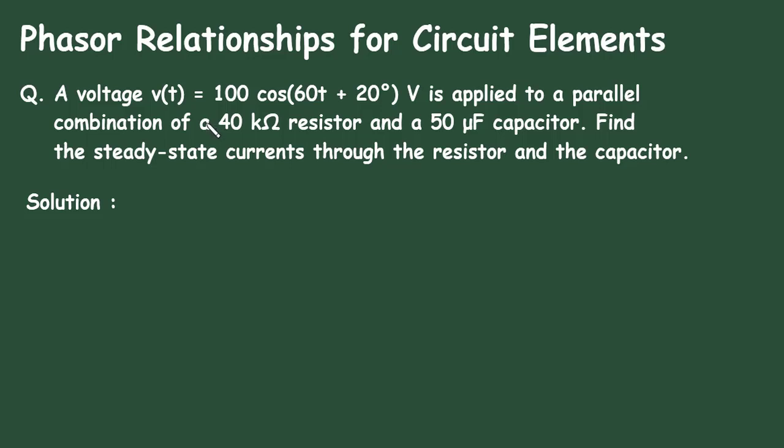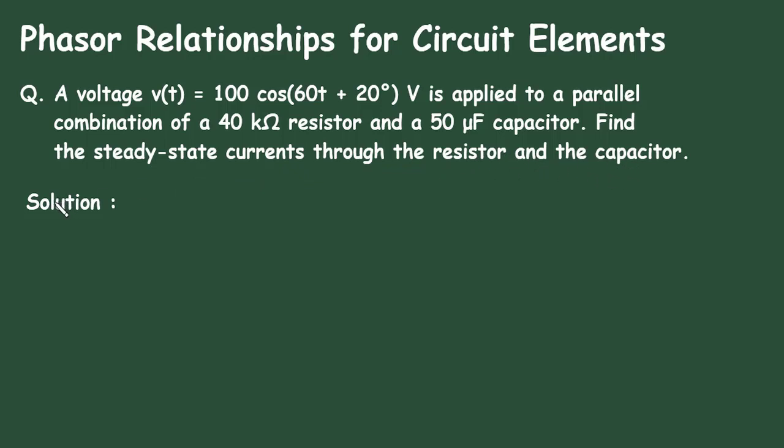In this video, we will see an example on phasor relationships for circuit elements. Question: a voltage v(t) = 100 cos(60t + 20°) volt is applied to a parallel combination of a 40 kilo ohm resistor and a 50 microfarad capacitor. Find the steady state currents through the resistor and the capacitor.